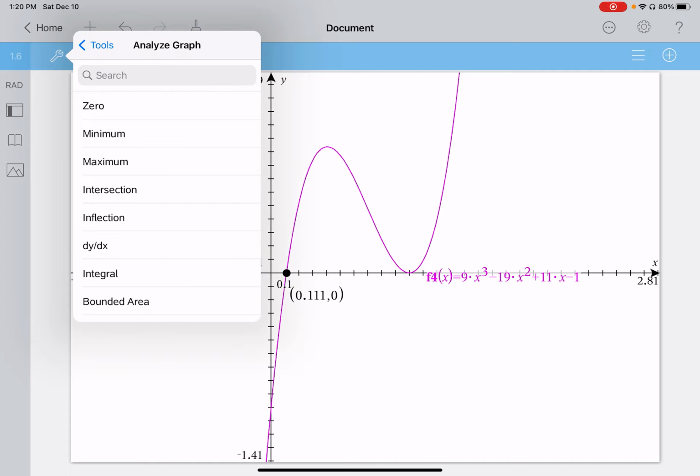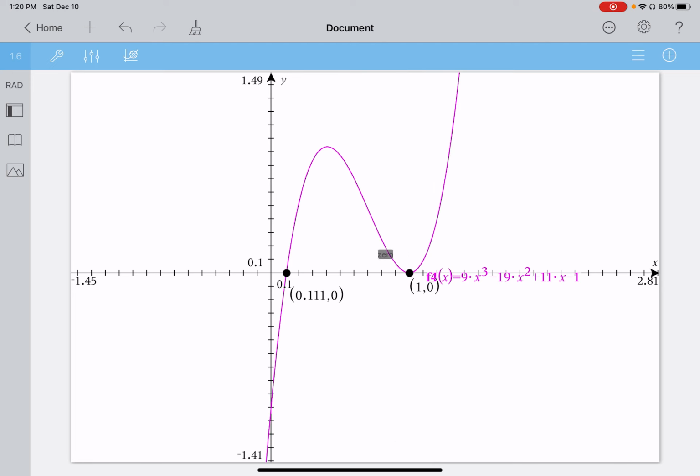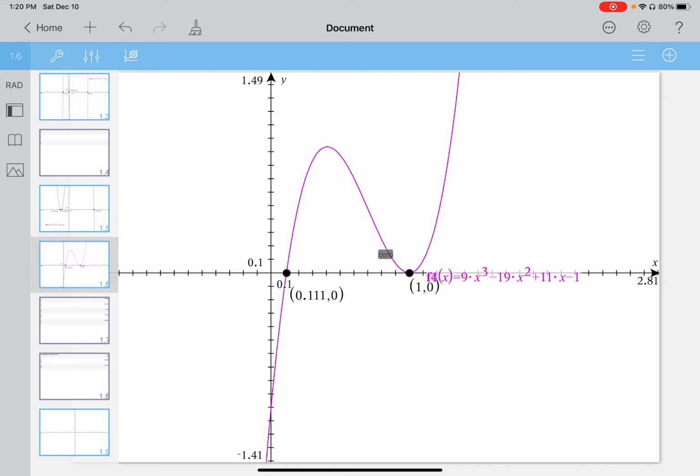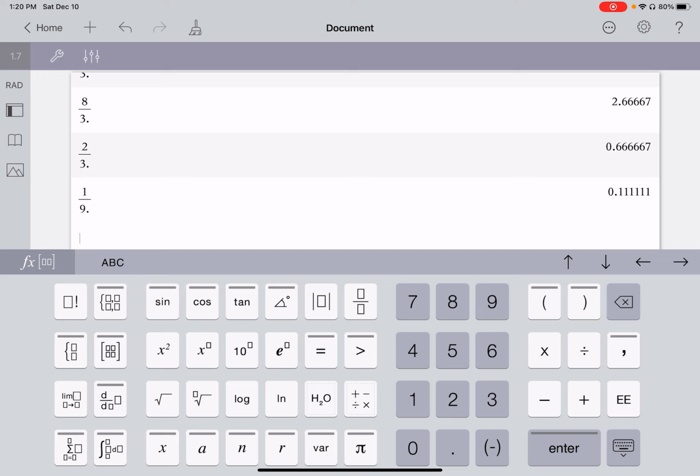Now let's see what that other one is. It's at 1 and 0. Okay, so let's figure out which of the two fractions we have equal to 0.111, because we have 1 over 9 and 1/3. So 1 over 9 is 0.111. So that's the one we need.